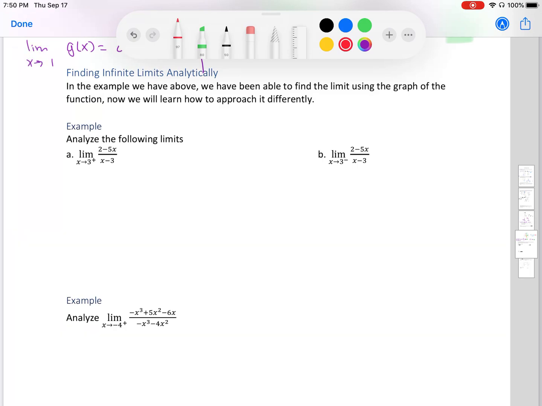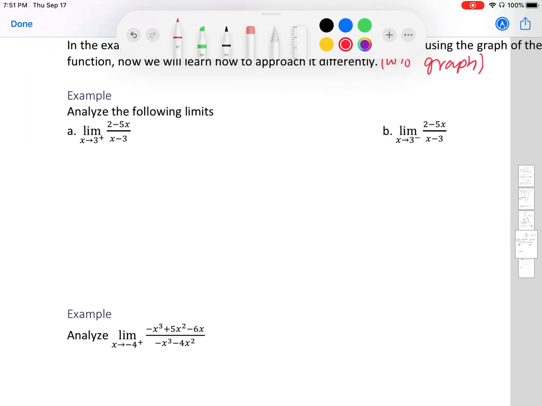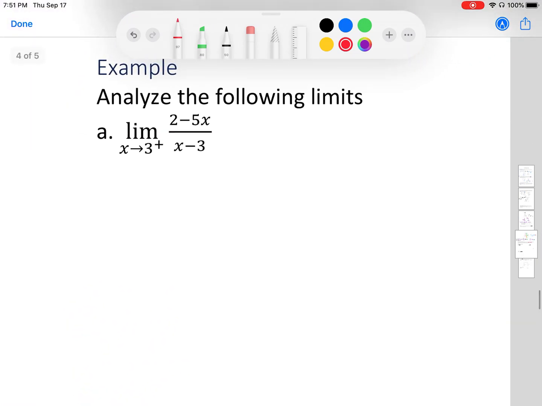Finding infinite limits analytically. In the example we have above, we have been able to find the limit using the graph of the function. Now we will learn how to approach it differently, how to go without a graph, how to, in a sense, do it algebraically. Okay, so let's take a look at this example A.